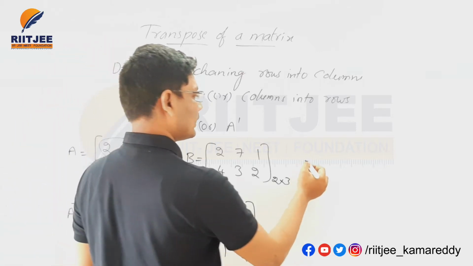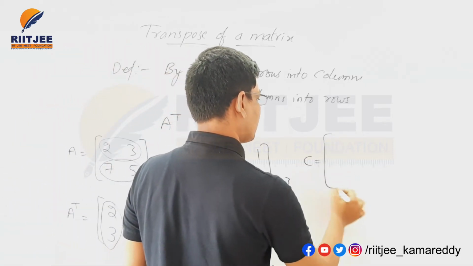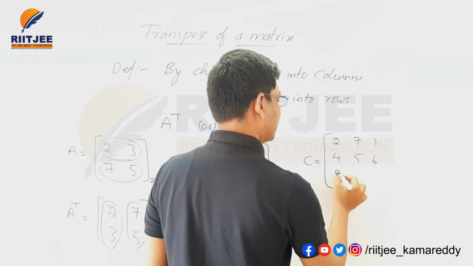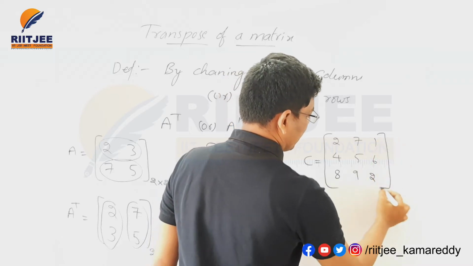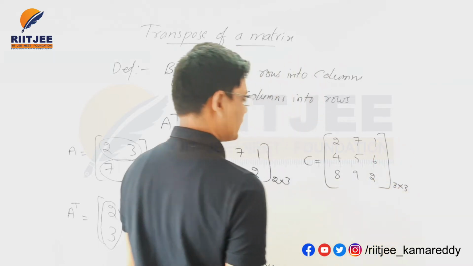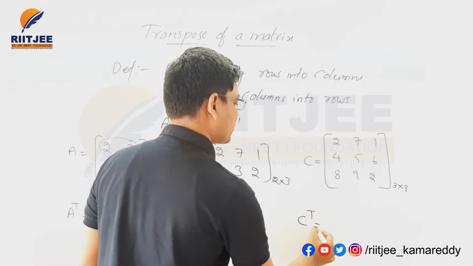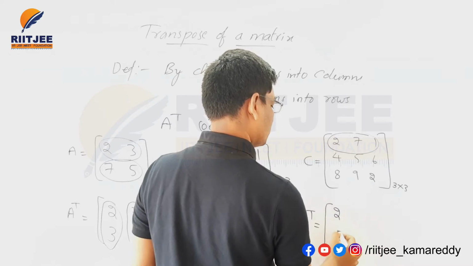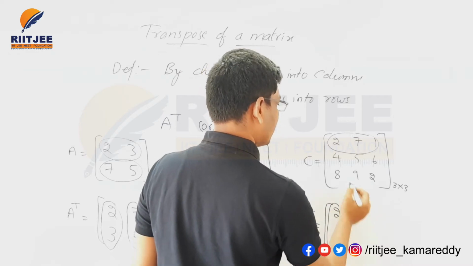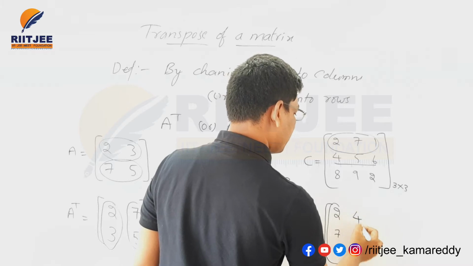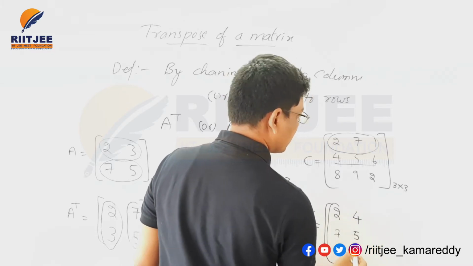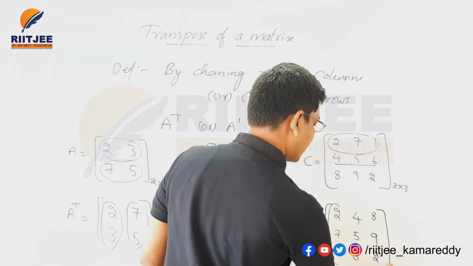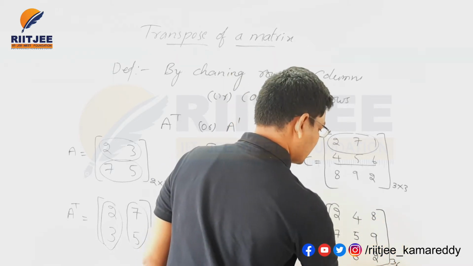Next, let us take C matrix of 3 by 3: 2, 7, 1, 4, 5, 6, 8, 9, 2. It is a 3 by 3 matrix. If you transpose this, C transpose is equal to: row 1 will be changed to column 1, 2, 7, 1, and 4, 5, 6. R2 will become C2 and R3 will become C3. So this is the transpose of matrix C. This is 3 by 3.